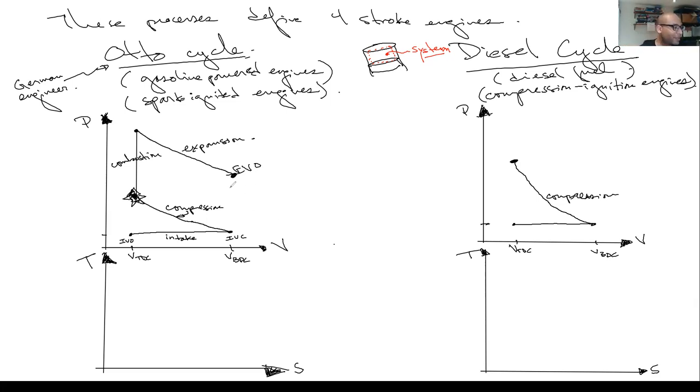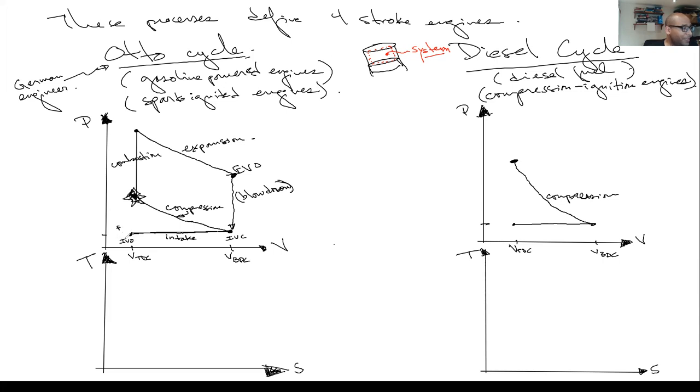Then it just, I'm going to make a slightly, this is actually on purpose, I'm going to make a squiggly line there. This is not the exhaust stroke. This is the blowdown. When you open the exhaust valve, the pressure just releases relatively fast. And then we have the exhaust stroke. Then we have the piston comes back up and it pushes the material out.